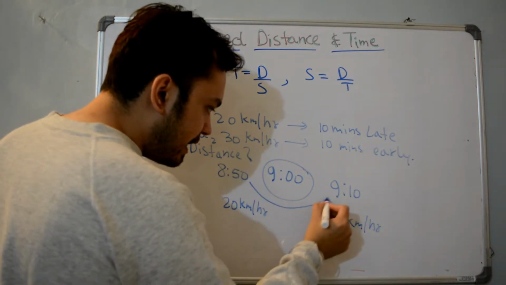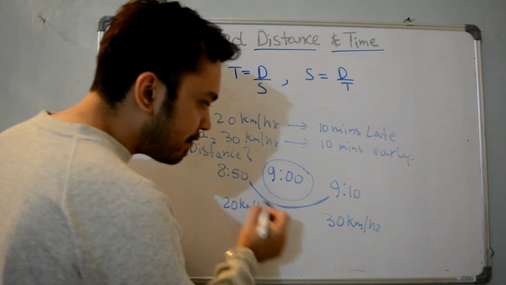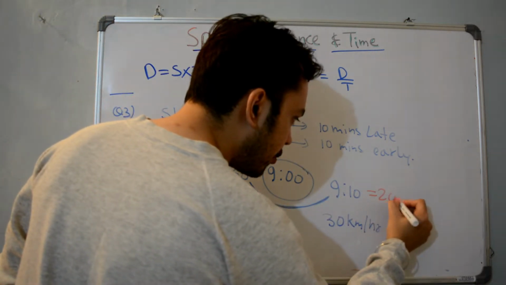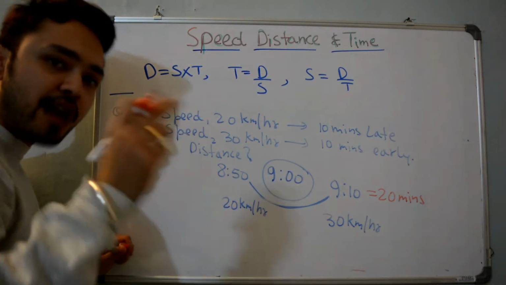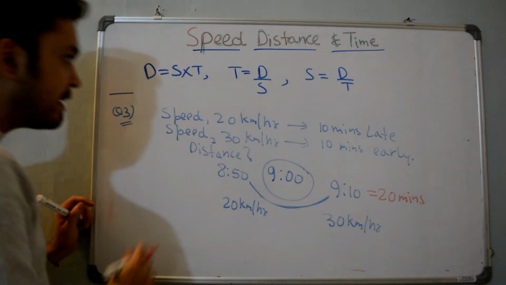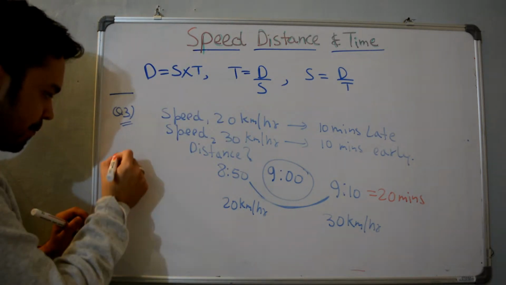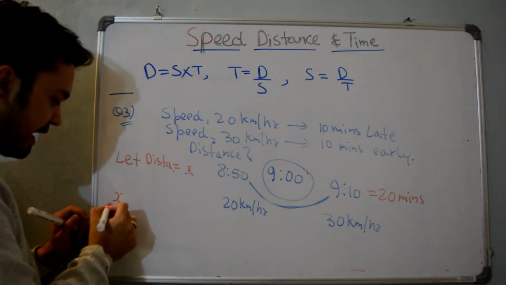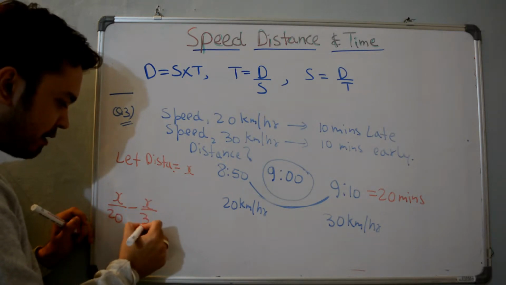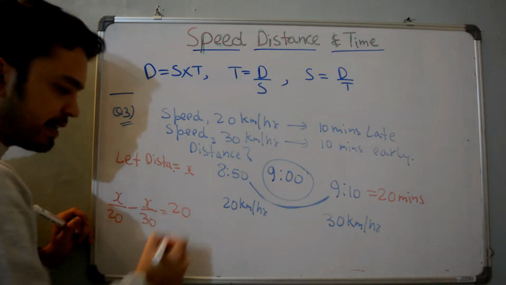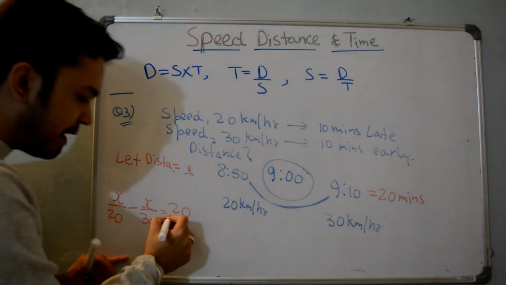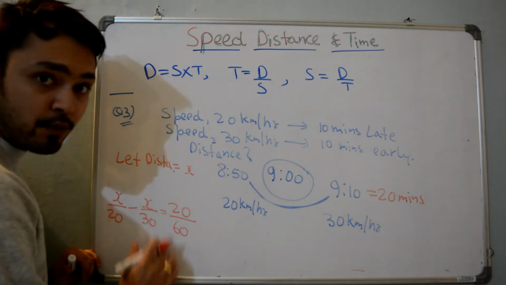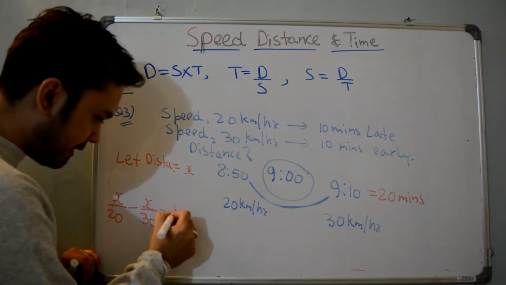Can you see one thing? The relation between these two, or the difference between these two times, is how much? It is exactly 20 minutes, right? So now we will frame our question in terms of time. Time is how much? Distance upon speed. So let distance is equal to x. So x upon 20 minus x upon 30 will give me how much? 20 minutes. To change these minutes, we will divide it by 60. So we will get 1/3 of an hour. So I'll simply convert it into 1/3. I hope you have got the main idea behind it.